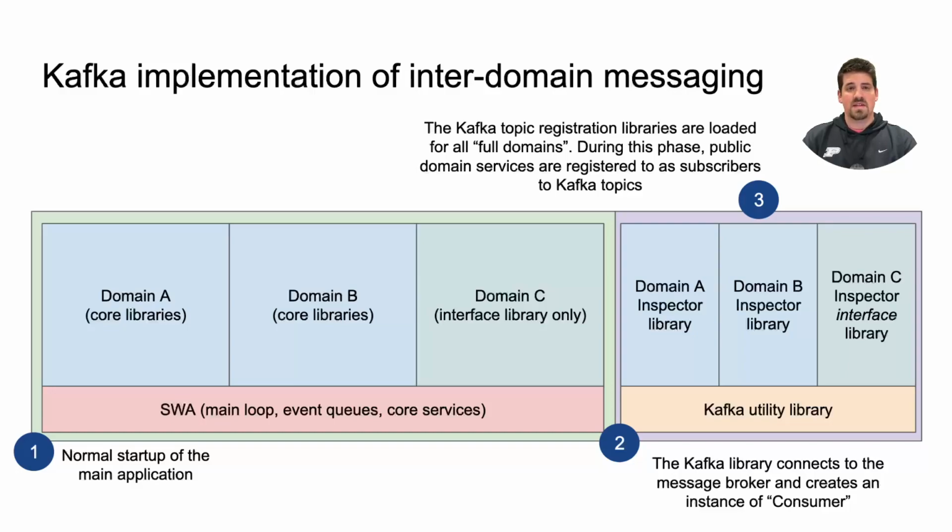You'll notice that in this example, domain C is an interface library only. This means that instead of the topic registration piece, it includes the publishing piece. So when domain A and domain B want to make a call to a domain C public service that's marked as a Kafka topic, it will package up those parameters and publish it as a message to the Kafka broker.